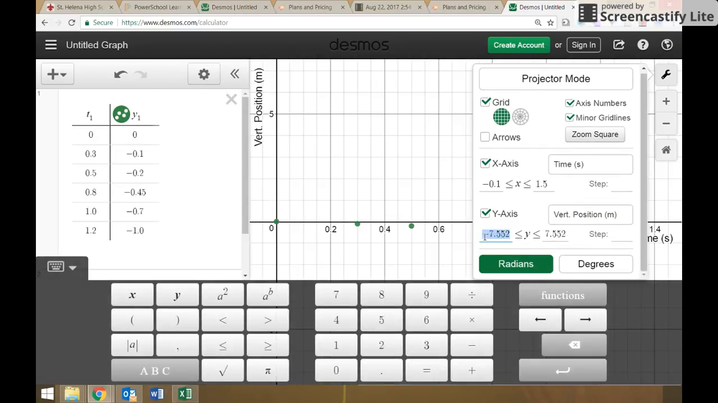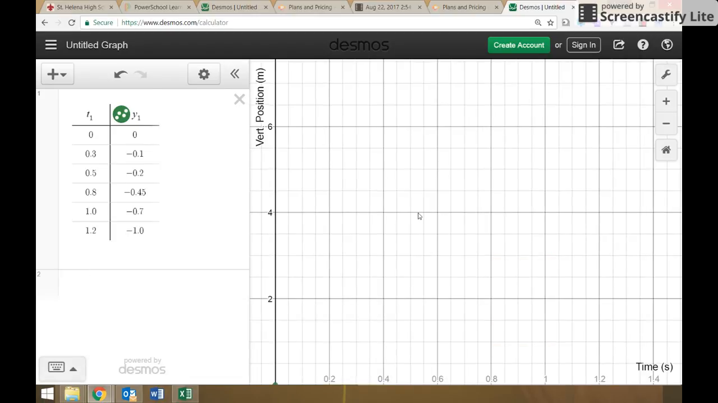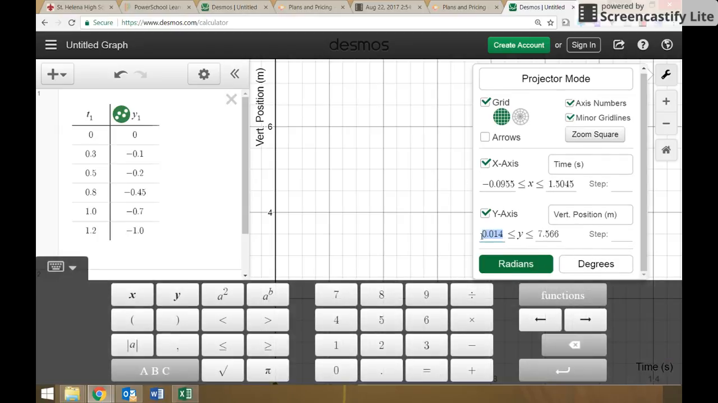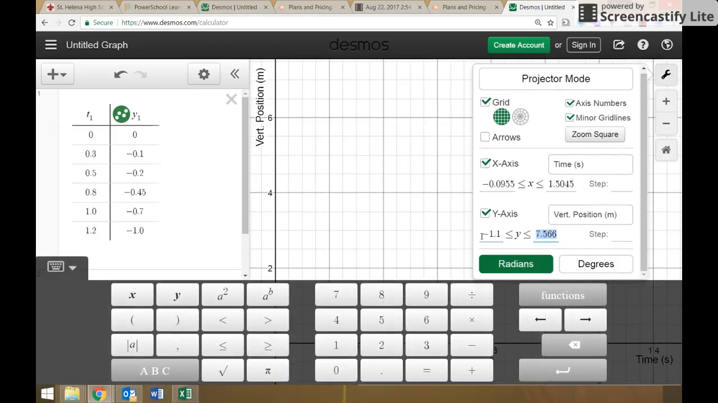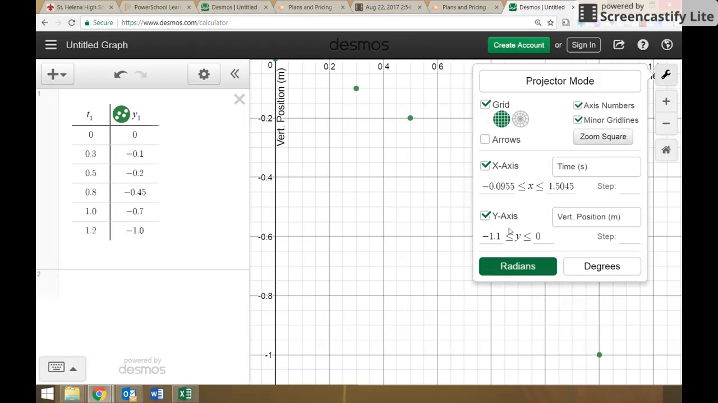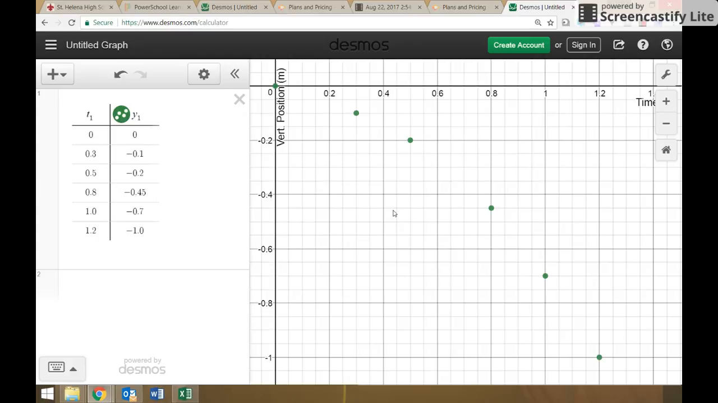We started at 0 and we went to -1. So we'll go from 0 to -1.1, and that probably should give us a good answer. Oops. -1.1 to 0 would make more sense. Okay, so we have our graph, and we'll call this 0.1 to give us an axis there. We can tell from our graph that it's quadratic.